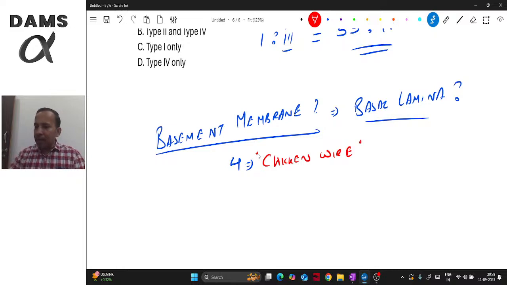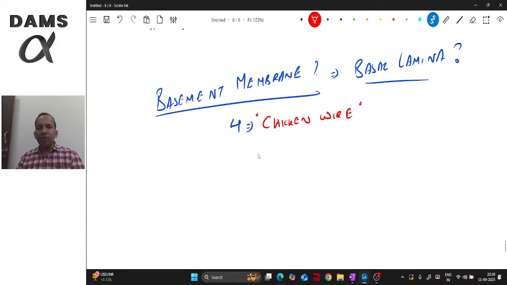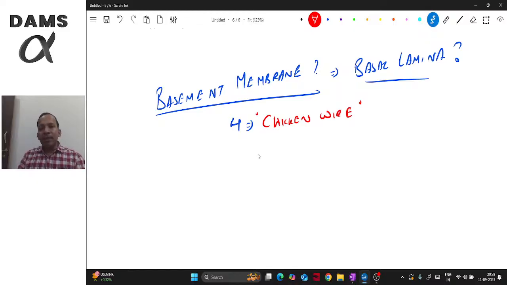Chicken wire, isn't it? It is arranged in chicken wire. Yes, very good, Rich. And everyone else, it is chicken wire. Yes, absolutely right. Is there any other collagen fibril associated with type 4 in the basement membrane?